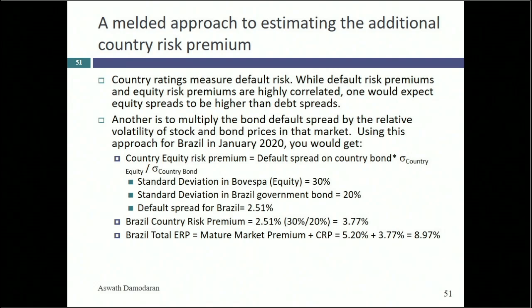But the first approach, because it's default spread based, I think it's too narrow. The second approach, because it compares standard deviations across markets with very different liquidity, is flawed for that reason. The third approach, at least I have a shot of getting the right number.